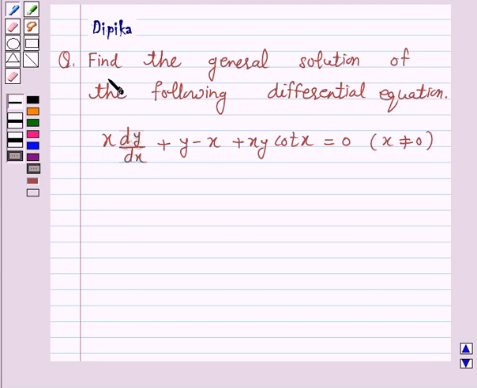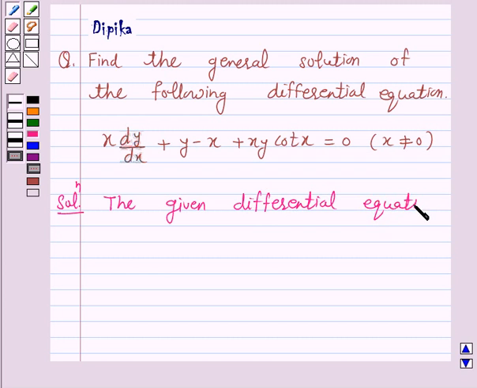Let's discuss a question which says, find the general solution of the following differential equation: x dy by dx plus y minus x plus xy cot x is equal to 0, where x is not equal to 0. Let's start the solution. Now, the given differential equation is x dy by dx plus y minus x plus xy cot x is equal to 0.